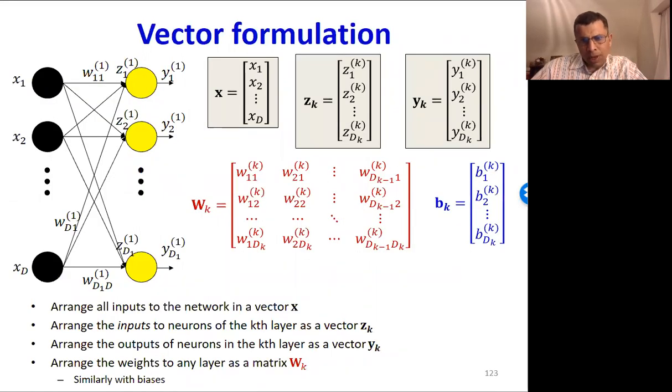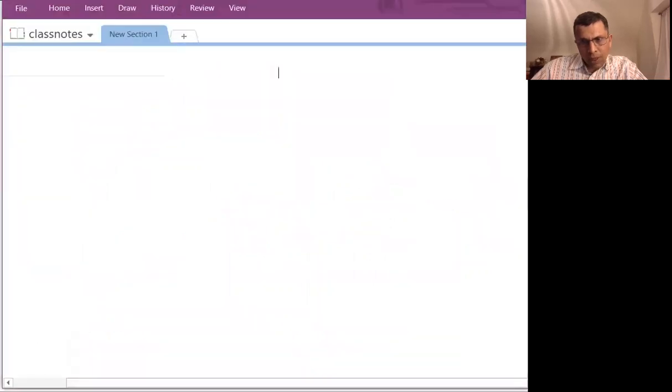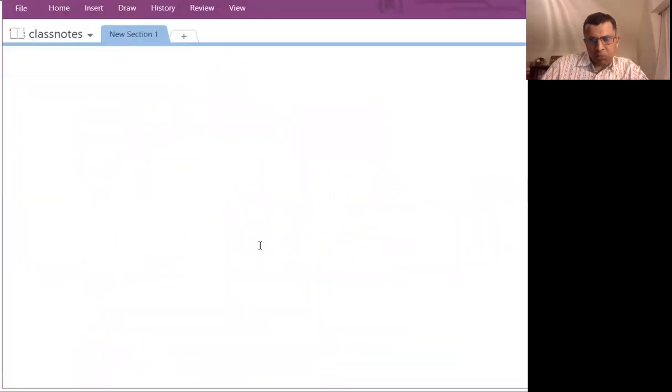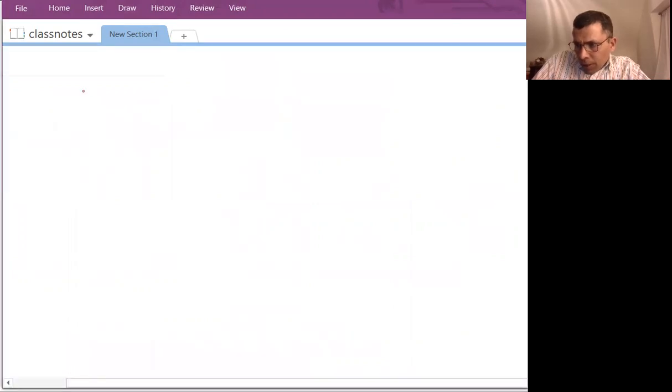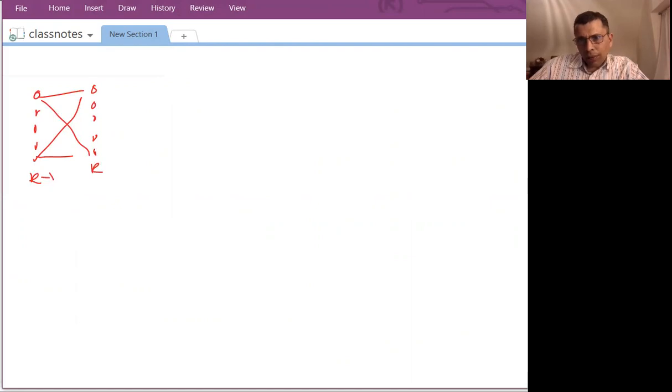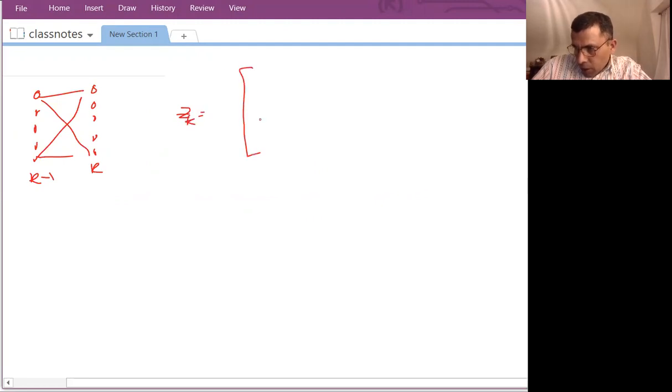Let's begin with some definitions. Consider the kth layer of any network. So you have some kth layer, and this receives its inputs from the k-1th layer. Now, let's write the affine inputs to the kth layer as a vector. So over here, let me write zk is the vector of affine inputs to the kth layer.